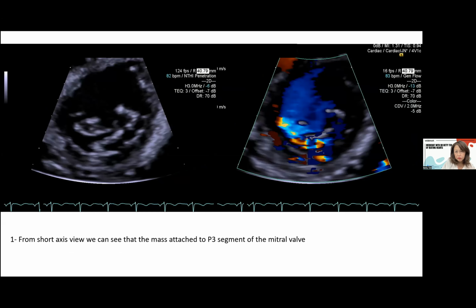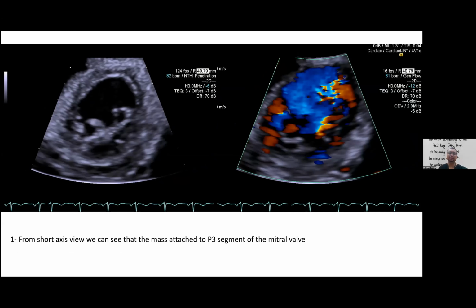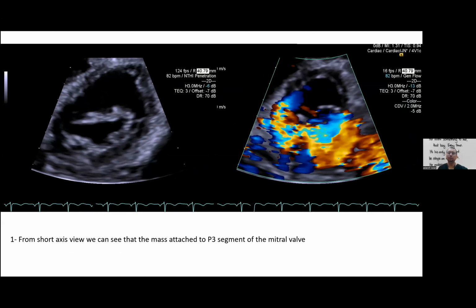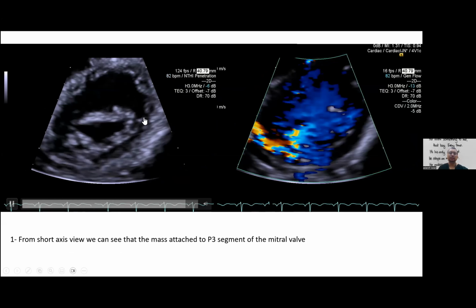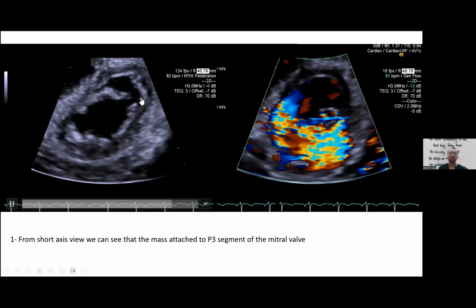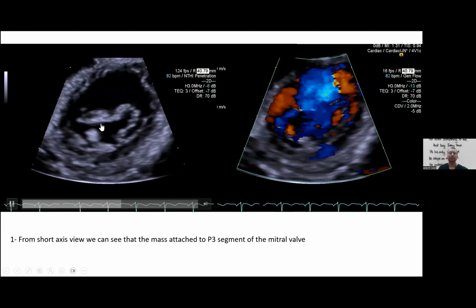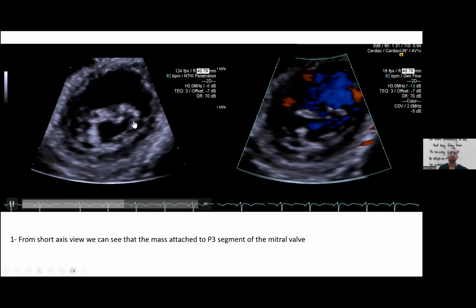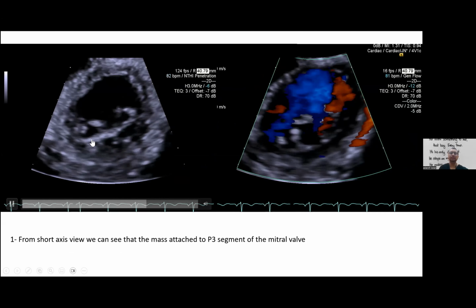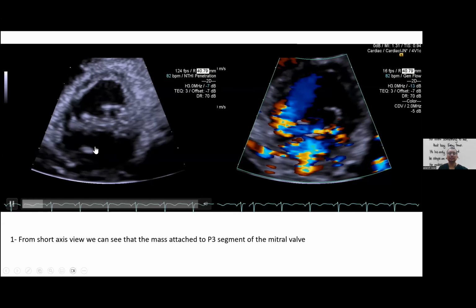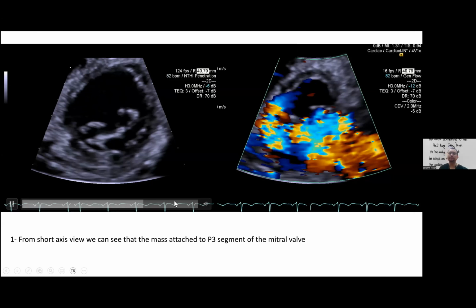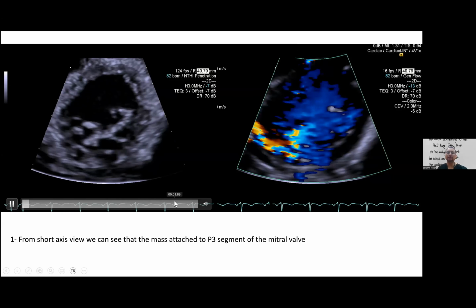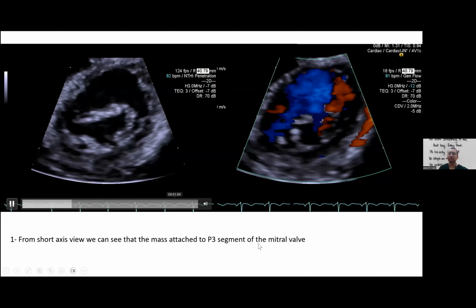If you look at the short axis view, in transthoracic echocardiogram, the short axis view is an excellent view to determine which scallops are involved. Just as an orientation, here is lateral and here is medial. So that is the A1, A2, and A3 scallops. This is the P1, P2, and P3 scallops. As you can see here, there's a mass attached to the P3 scallop of the mitral valve leaflet. And again, we can see that this is actually a posterior rather than anterior pathology.